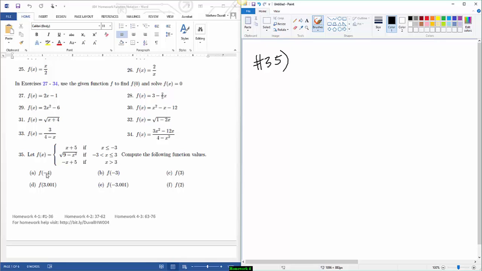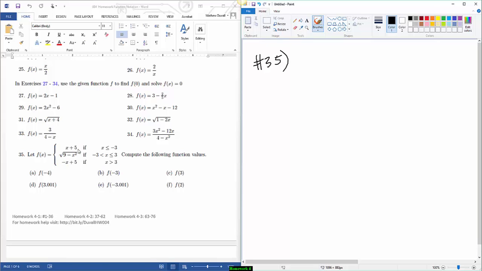So f of negative 4, is negative 4 less than negative 3? Is it between negative 3 and positive 3, or is it greater than 3? Well, negative 4 is going to be less than negative 3, so I'm going to plug my negative 4 into that function. Whereas if I had 3, do I plug in 3 into this one? Well, no, because 3 is not less than or equal to negative 3. Do I plug 3 into this one? It would be yes, because 3 can be less than or equal to 3. 3 cannot be greater than 3, so it can't be that one. So I'd have to plug in my 3 into this function, etc., etc.